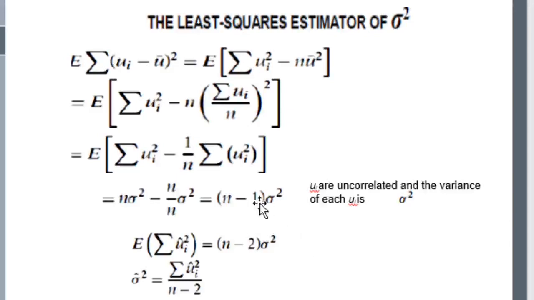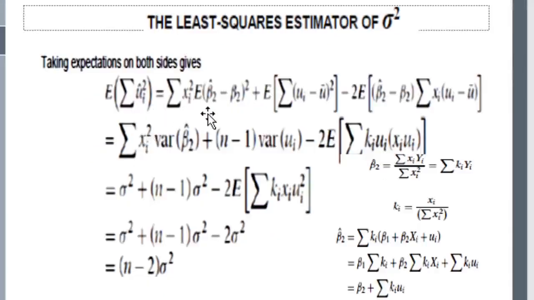Here is how we derive that the expected value of sigma (ui minus u bar) the whole square equals (n minus 1) sigma square. First distribute the summation, then replace this u bar by sigma ui by n, then take the common factor here, then distribute, take the LCM, or multiply the whole term by n.